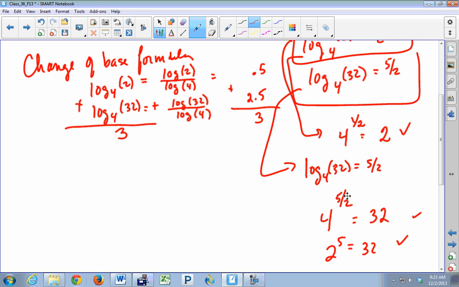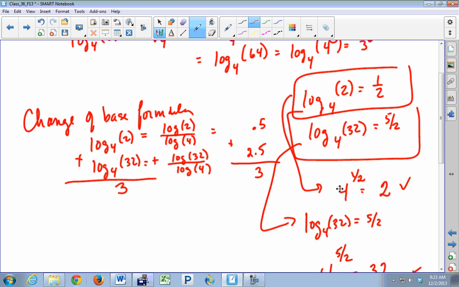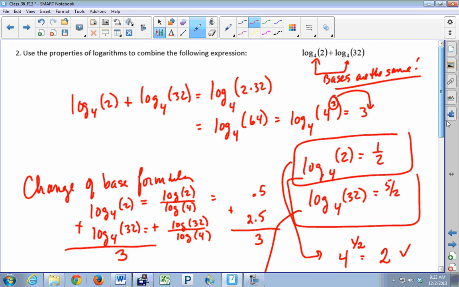So they both check. There's lots of ways with these log properties and problems that you can do them. There's more than one way. The fastest way, and that's part of the reason for these properties, is for efficiency. The fastest way is to take the sum and make it into a multiplication problem and then evaluate the log. But again, if you forget, you could always use your change of base formula.